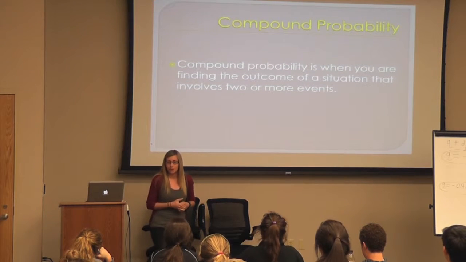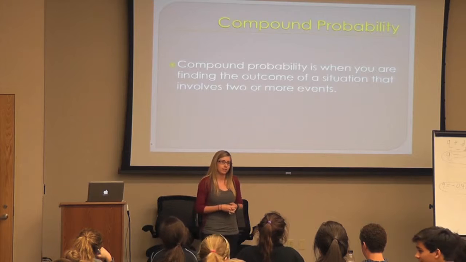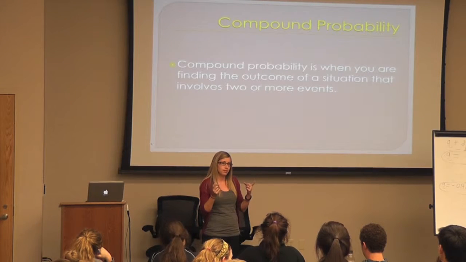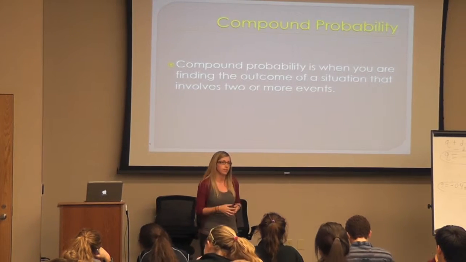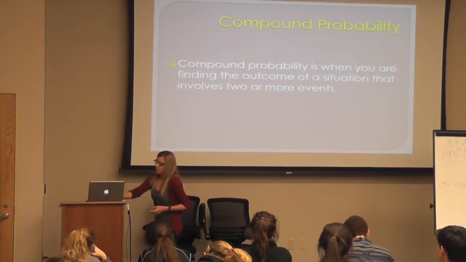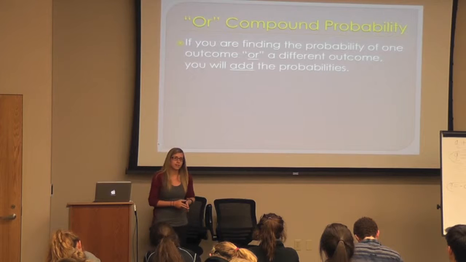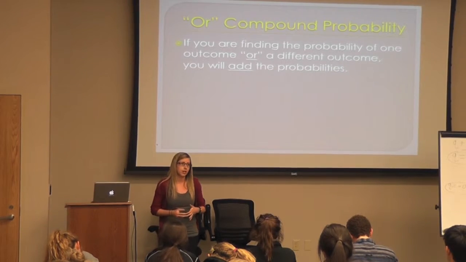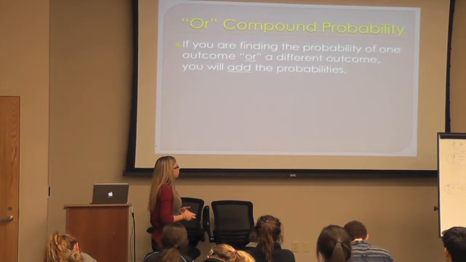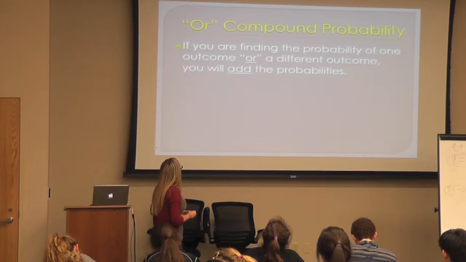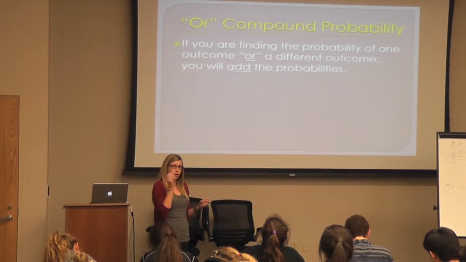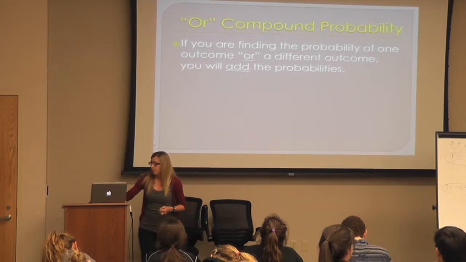Okay, now we're going to talk about compound probability. This is whenever you have 2 or more events instead of just a single event. And there are 2 main kinds of compound probability. The first we're going to talk about is OR. This is when you're trying to find the probability of one outcome or a different outcome.